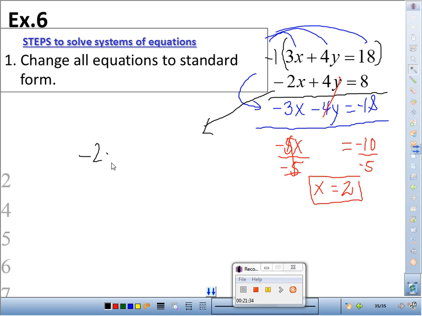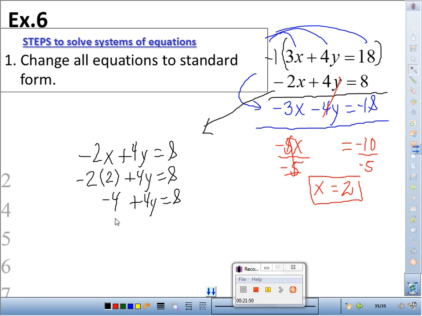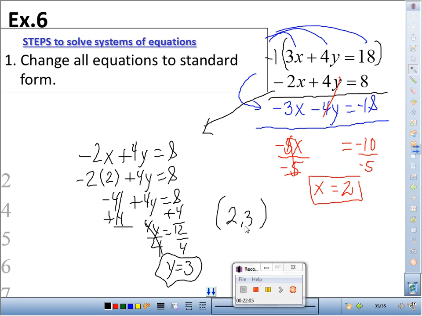Here we go. -2x plus 4y equals 8. But instead of x, we're going to substitute 2. So far so good? -4 plus 4y equals 8. Add 4, add 4. 4y equals 12. Divide by 4, divide by 4. Y equals 3. So my solution for this system is what? 2, 3.